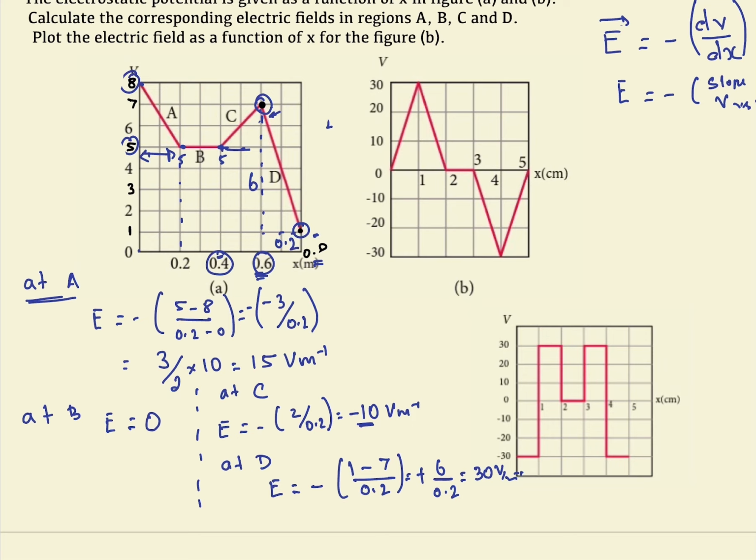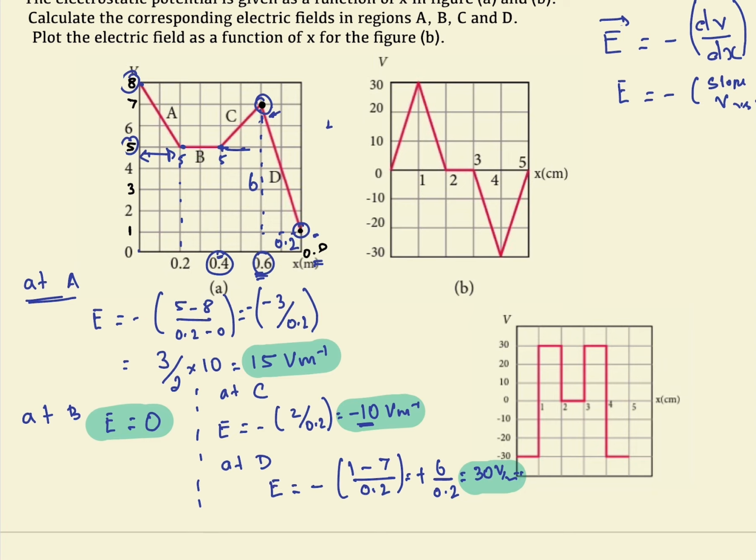So here the electric field is 15, 0, minus 10 and 30. Note this point: whenever the electric potential decreases, the electric field is positive. Whenever the potential increases, the electric field is negative, and if it is not changing, the electric field is 0. When potential is constant, electric field is 0. Note this point, this is very, very important. You think about why it is.